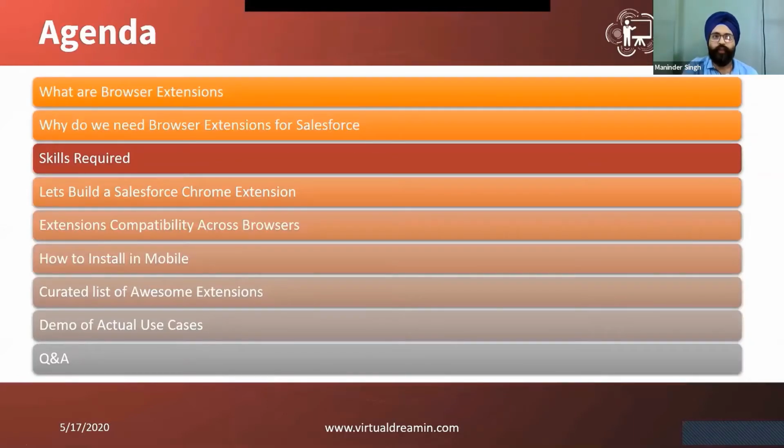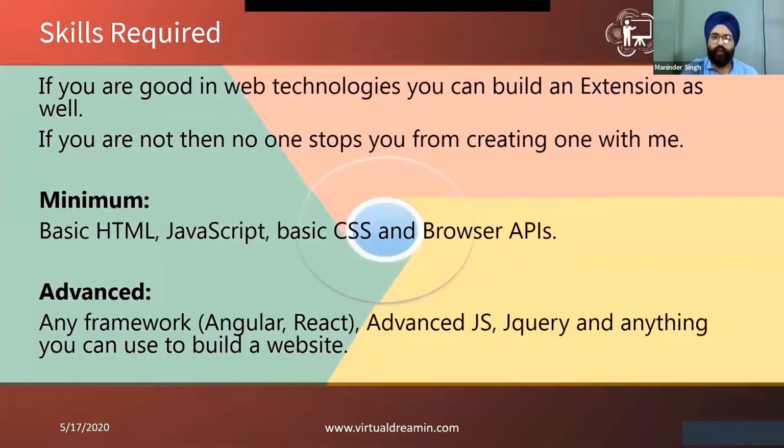So coming to the skills required, what is needed to build a browser extension? If you are already good in front-end web technologies like HTML, CSS, JavaScript, that is all you need. But if you are still not good, like me, who has recently started with JavaScript, you can still create a browser extension, because I have created one and I will help you create one today. The minimum requirement is basic HTML, CSS, and some browser APIs, which you can find in the documentation of Google Chrome or MDN and Firefox.